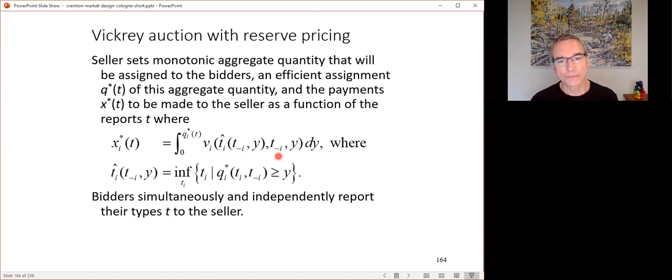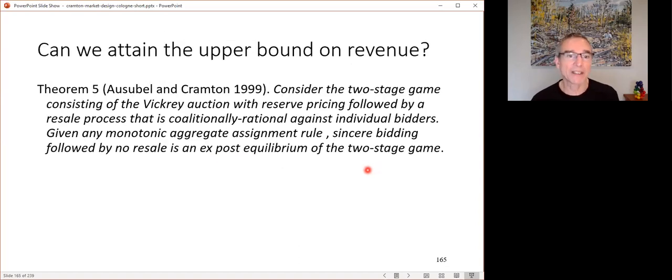And yeah, so that's the best we can do in instances where we can't prevent resale, which is typically the case. Resale can't be banned in most markets.